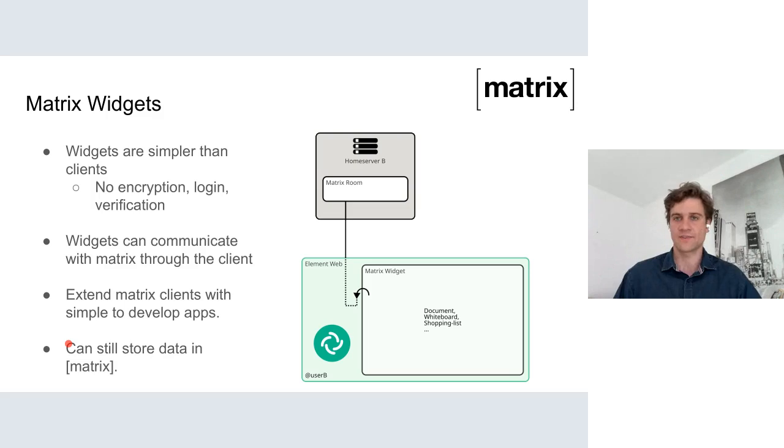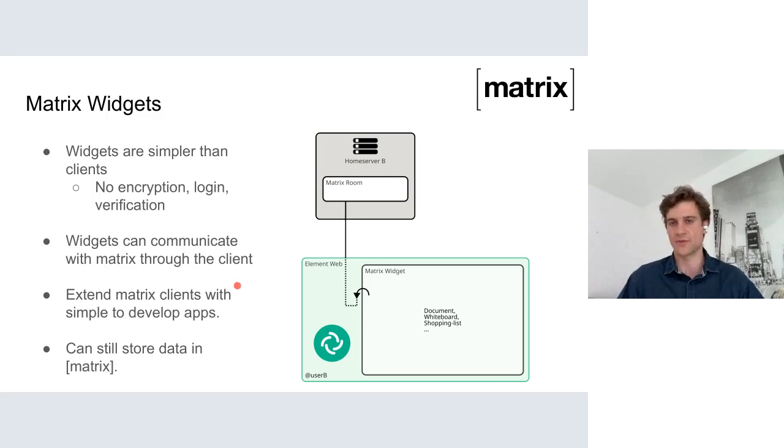For this, we need to explore another topic of Matrix, and those are the so-called Matrix widgets. Here, we have an Element client. This presents a full Matrix client talking over an encrypted channel to the home server. And now we can have a widget, which is just a small web app running in that client that is very easy to develop because it's using an unencrypted communication channel, indicated by this little arrow here, to the client. And then the client is encrypting everything, sending it to the home server, and vice versa. So if there's a message coming into the room, the client is receiving it, decrypting it, and informing the widget.